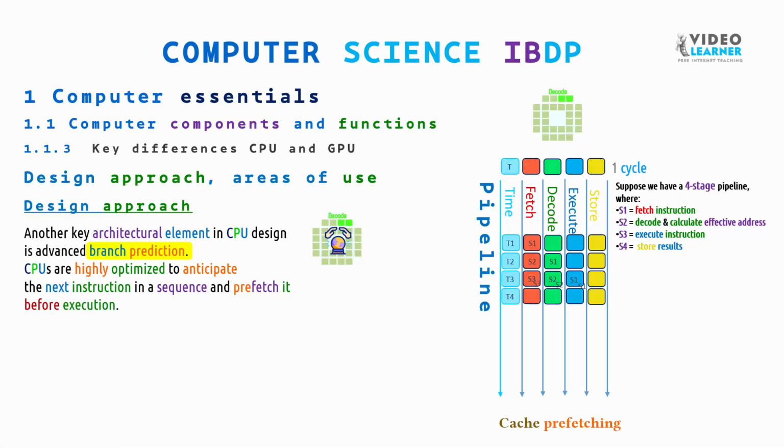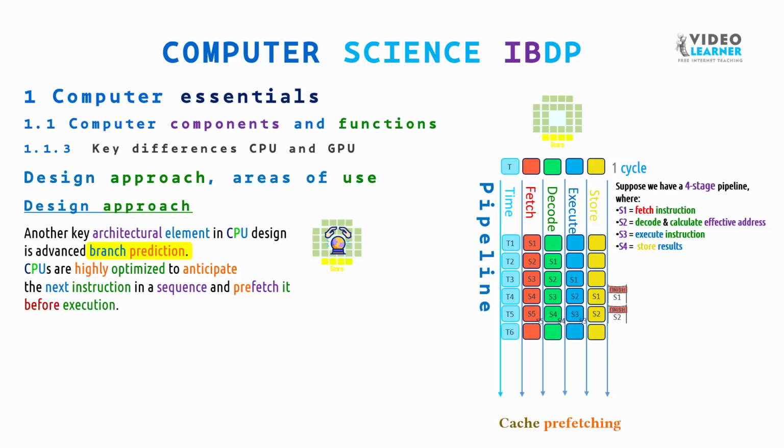Step 4. The S1 instruction's results are written back to the register file or memory. Now the S2 instruction is executed, the S3 instruction is decoded, and the S4 instruction is fetched. Step 5. The execution of S1 instruction is completed. In the same step, the S2 instruction is written back. The S3 instruction is executed, the S4 instruction is decoded, and the S5 instruction is fetched.